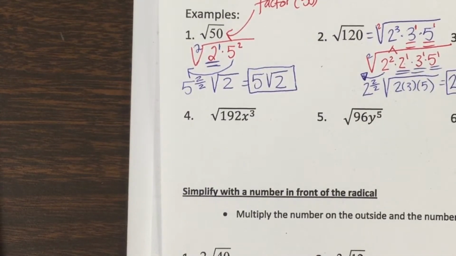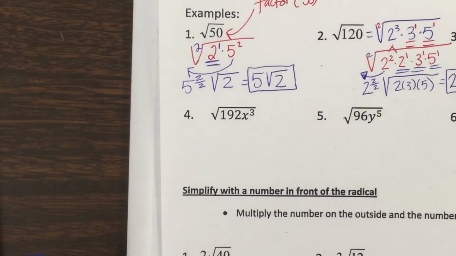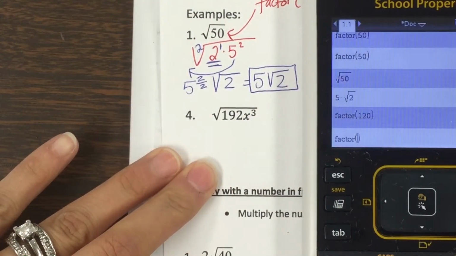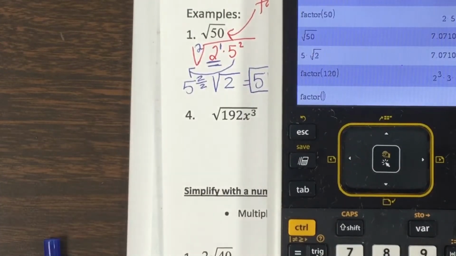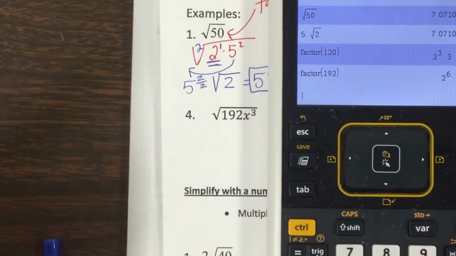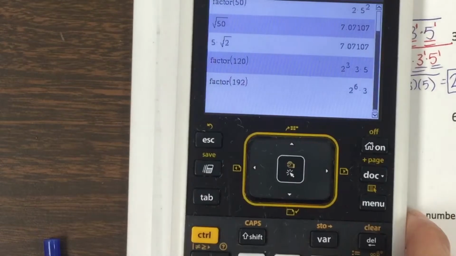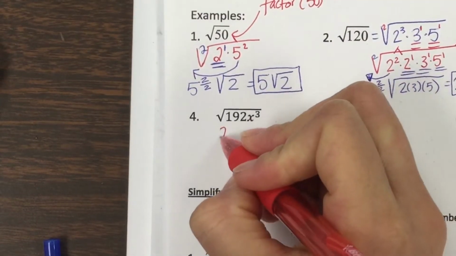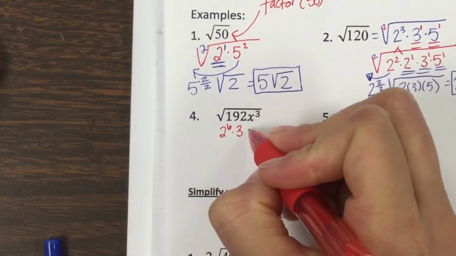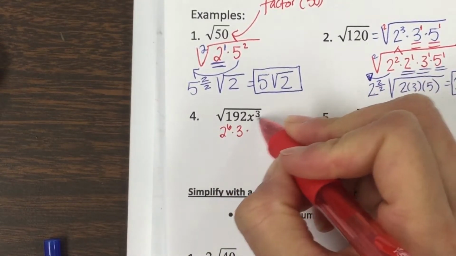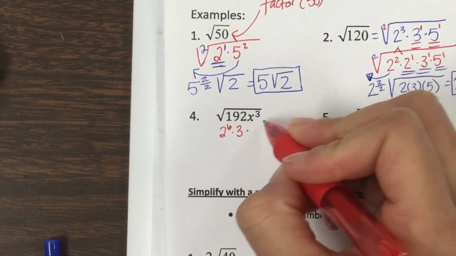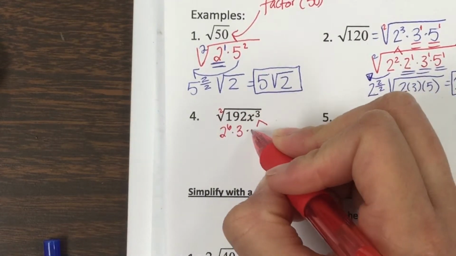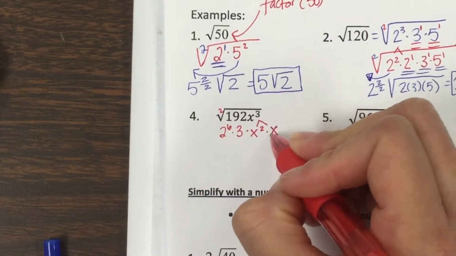Let's do 4. Square root of 192 times x to the third. So you put in menu 2, 3 to factor 192. Tell them you can't put variables in there. So you get 2 to the 6th power times 3. So this is going to be 2 to the 6th power times 3 times, and you ask them, can I leave x to the third the same, or do I need to break it down? Break it down because it's not divisible by the outside. So it's x squared times x.